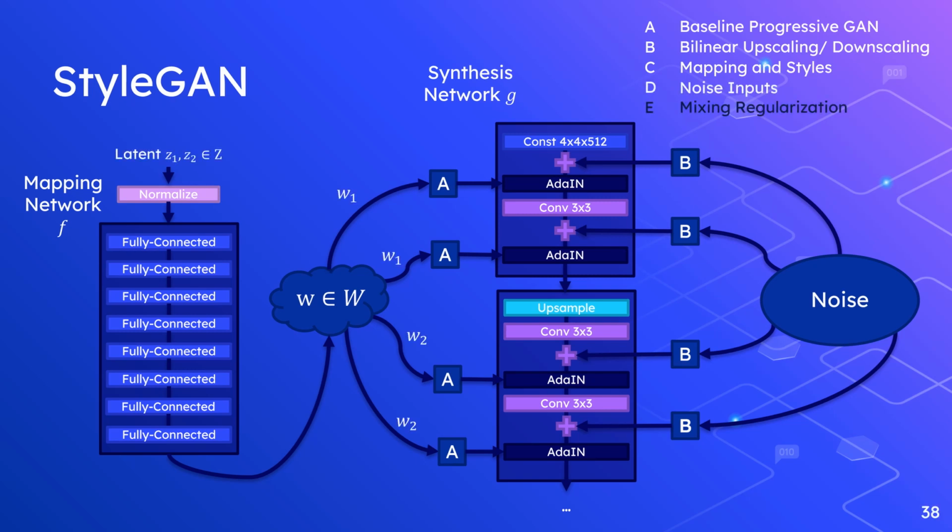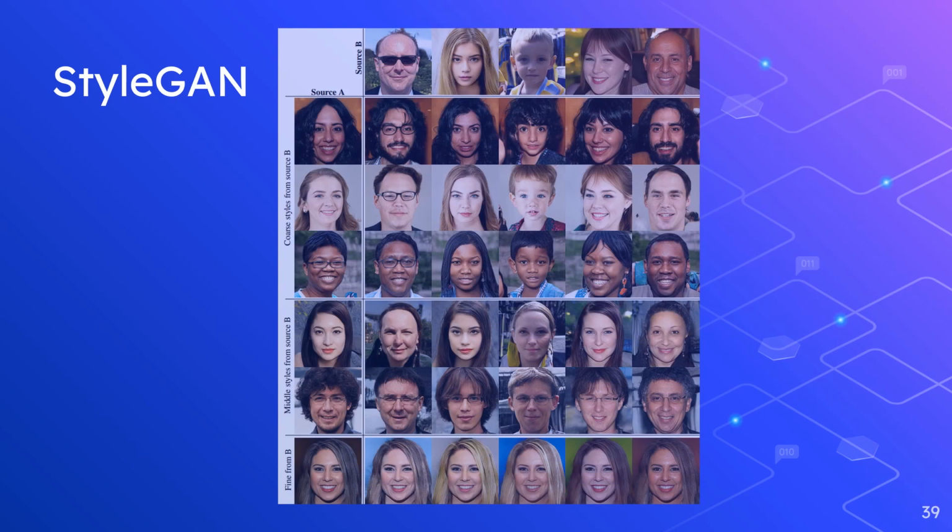The last major change they did is mixing localization, where they use two latent vectors on some of the training sets. One of the latent vectors is used for some of the added-in layers, and the other is used for the rest of the added-in layers. Here is a good example of mixing localization.